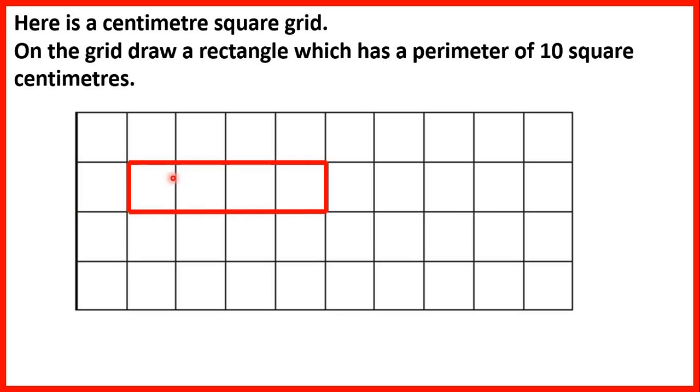This rectangle has a perimeter of 10 square centimetres because we have 4 plus 1 plus 4 plus 1, and that makes 10 centimetres. Or we could have this rectangle here with a width of 2 and a length of 3. Because if we have two lengths of 3, that's 6, and if we have two widths of 2, that's 4, and 6 plus 4 is 10 as well.